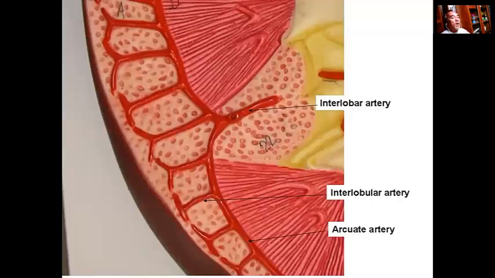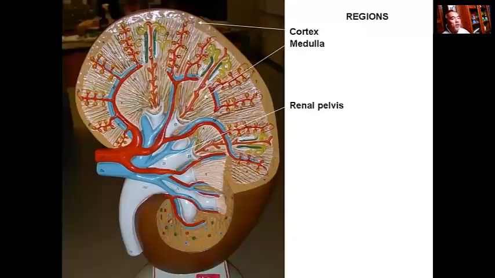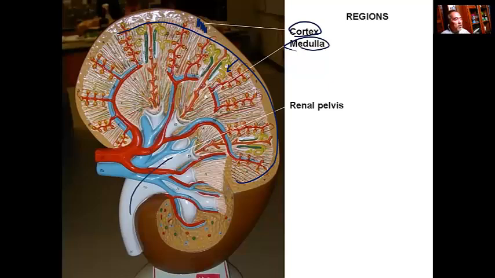All right, so going into the magnified view, we have the interlobar becomes the arcuate, and then this becomes your interlobular, which is cortical radiate artery. Okay, so again, another picture of the models of the kidney. The outer portion is called the cortex. The inner portion below that is actually called the medulla. Okay, then this is going to be the renal pelvis connecting to the ureter.